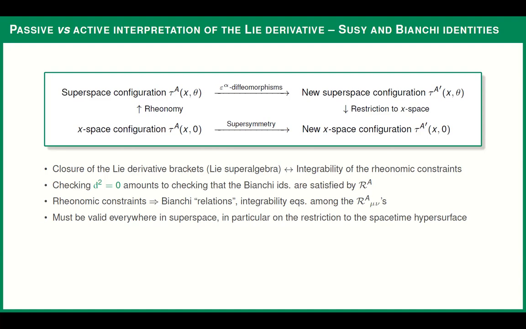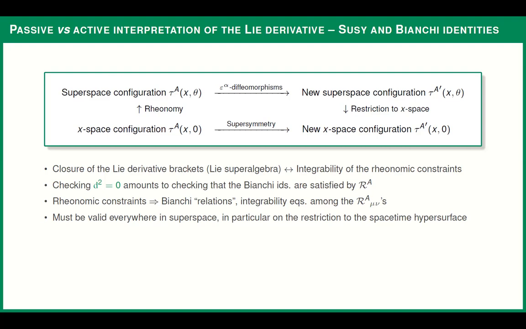A crucial point that I would want to mention is that if we now look at the closure of the supersymmetry algebra, of the Lie derivative algebra, this is equivalent to the integrability of the rheonomic constraint, because in general we have the D² closure. For instance, in pure gravity, this is automatic. The D² closure amounts to checking that the Bianchi identities are satisfied by the curvature, and this is by default. But now we require this parameterization to fulfill the Bianchi identity, and this in turn gives us back precisely the rheonomic constraint.